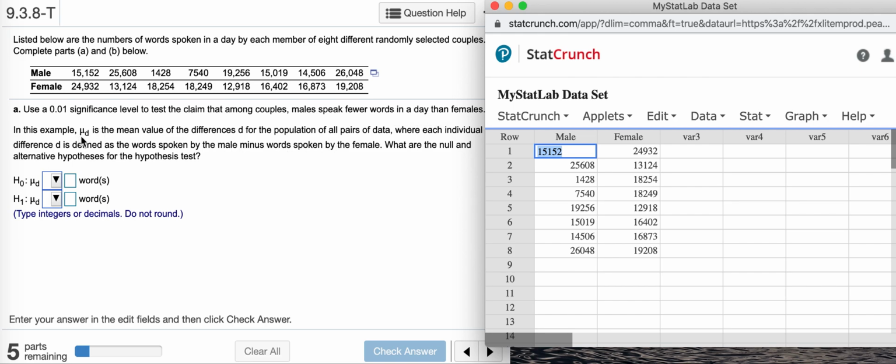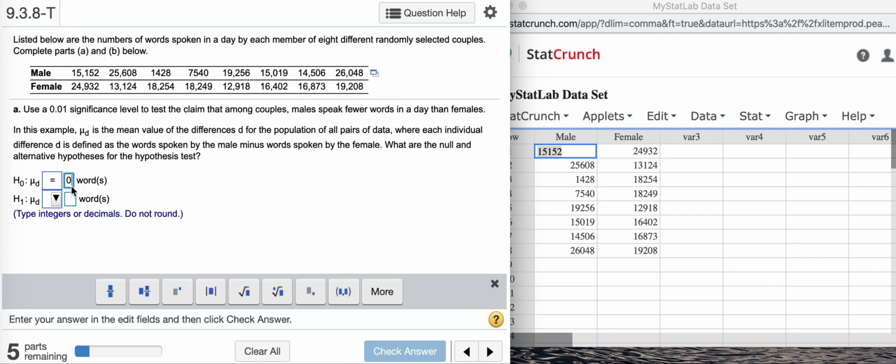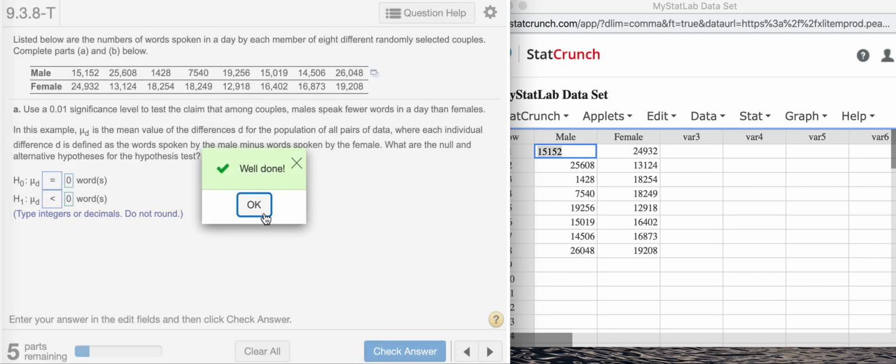So in this example, we're looking at the mean of the differences. And so the mean of the differences, right, for all these pairs. So what we're looking at is male minus female, male minus female. So whenever I get a negative number, it means that the male spoke less. Whenever I get a positive number, the male spoke more. So right now we're going to assume in the null that the differences are going to be 0. But if we're trying to argue that males speak fewer words, we want this difference then to be negative, less than 0. So there are our hypotheses.